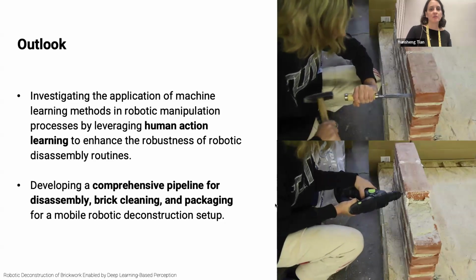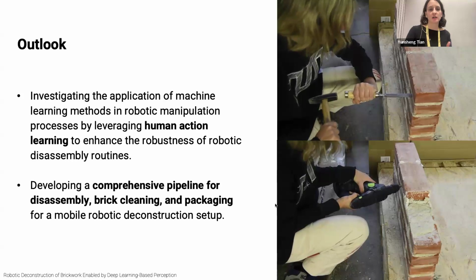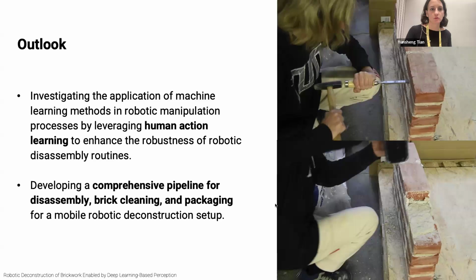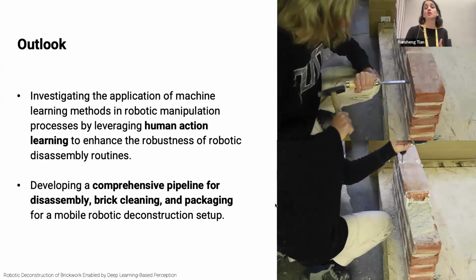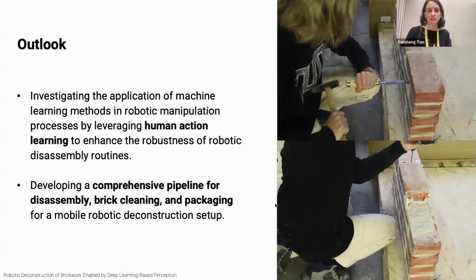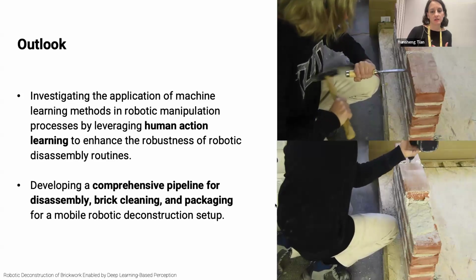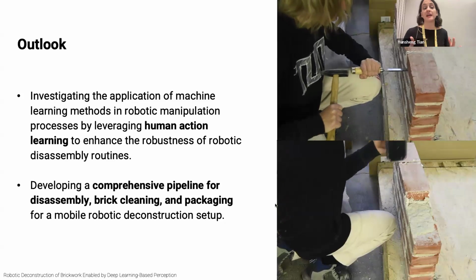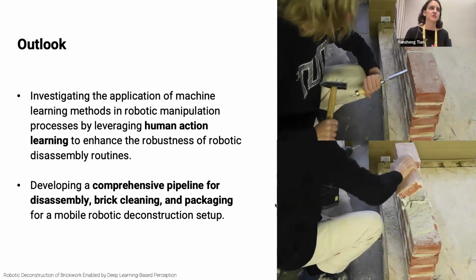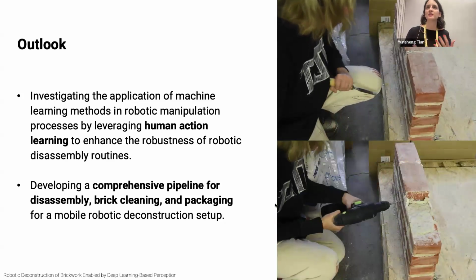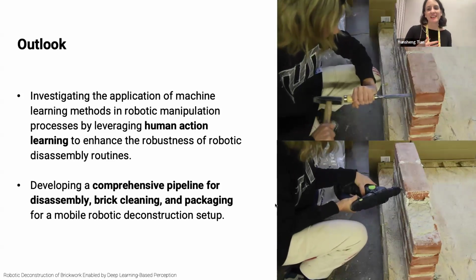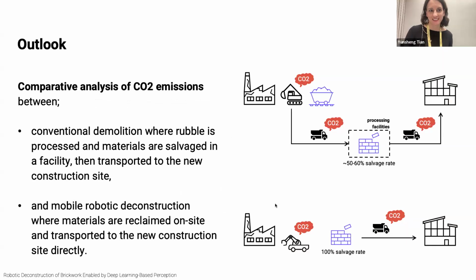So as an outlook, it would be interesting to apply machine learning methods in robotic manipulation processes by leveraging human action learning or skill learning, and to develop a comprehensive pipeline for disassembly, brick cleaning, and packaging for a full mobile construction setup. If you know a building that you want to deconstruct, let us know, because we are also looking for real world application scenarios to address this.